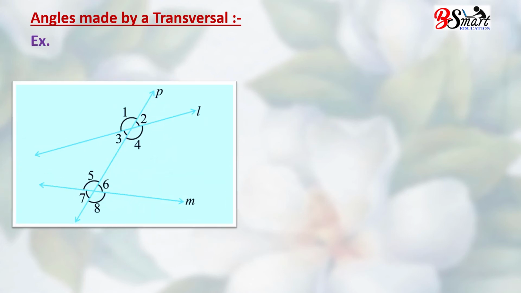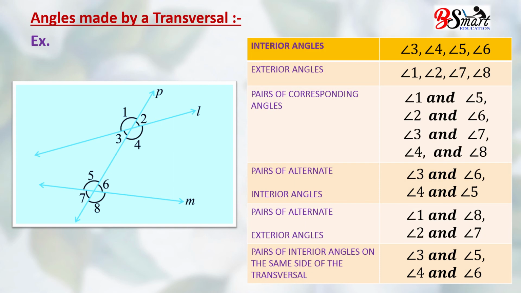Now our next topic is angles made by a transversal. In given example, lines L and M are cut by a transversal P. Angle 1, angle 2, angle 3 and angle 4 are formed on line L and angle 5, angle 6, angle 7 and angle 8 are formed on line M.